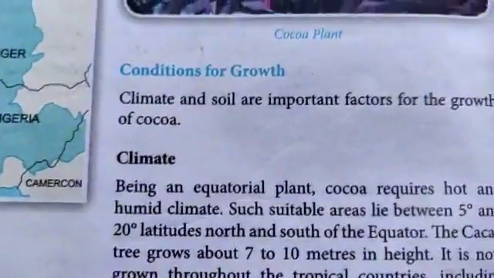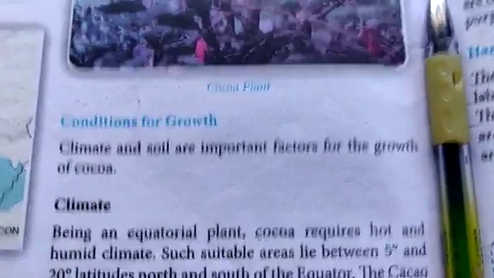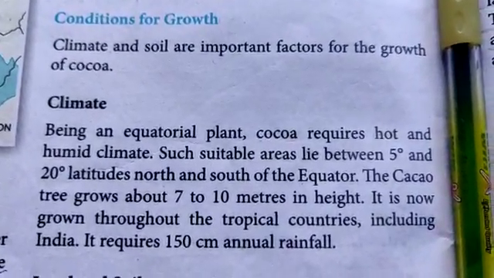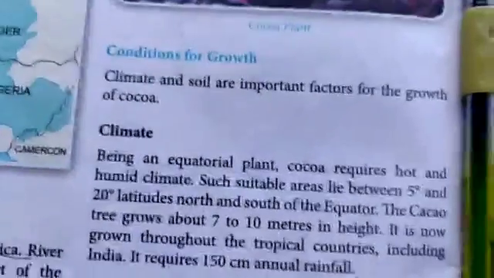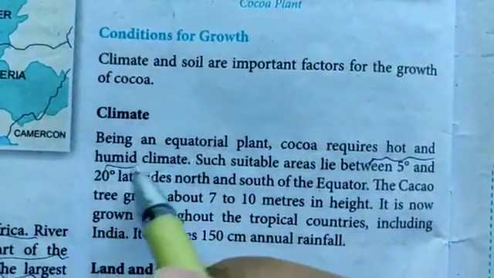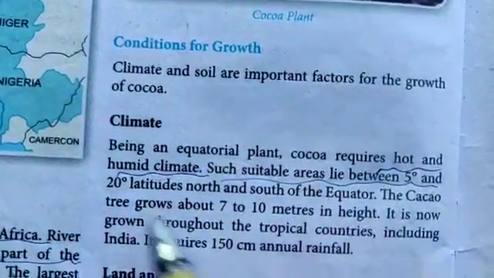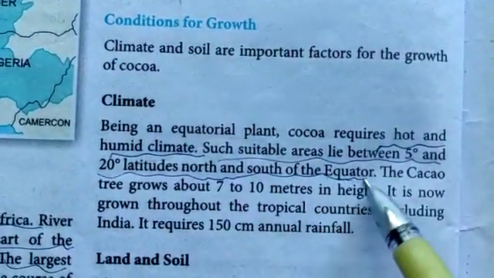Now, conditions for growth. Underline please, climate and soil are important factors for the growth of cocoa. What is the climate? Being an equatorial plant, cocoa requires hot and humid climate. So what kind of climate is required to grow cocoa? Hot and humid. Such suitable areas lie between 5 degree and 20 degree latitudes north and south of the equator.